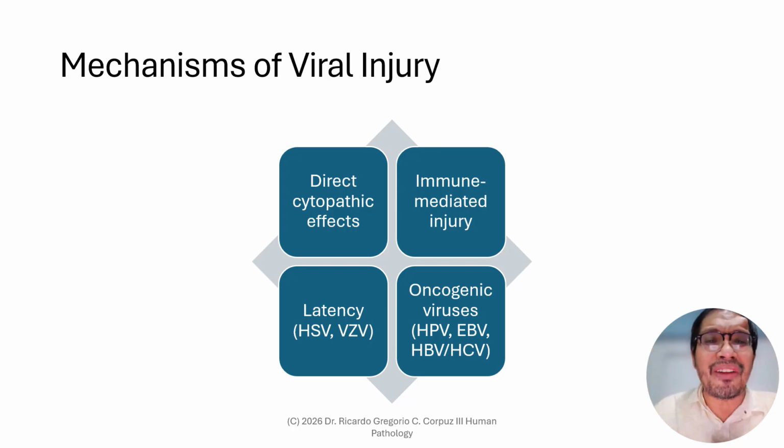Next, the oncogenic viruses: integration and transformation. Certain viruses contribute to cancer development by altering host cell growth regulation. HPV integrates into host DNA and inactivates tumor suppressors, p53 and RB. EBV drives B-cell proliferation and is linked to Burkitt's lymphoma and nasopharyngeal carcinoma. HBV and HCV cause chronic inflammation and genomic instability, increasing hepatocellular carcinoma risk. Oncogenic viruses do not cause cancer immediately. It is the long-term interaction between viral genes and host cells that leads to transformation.